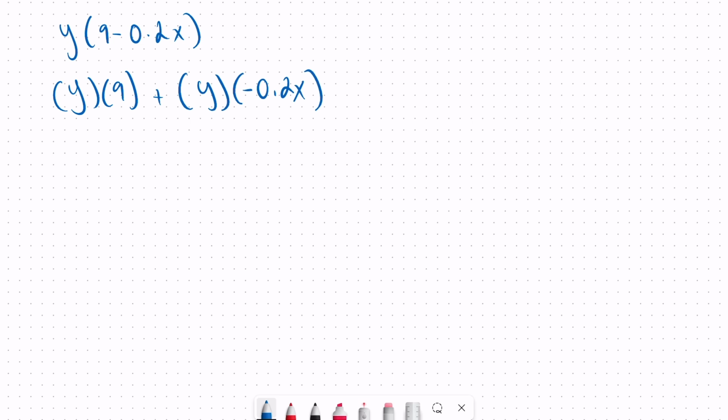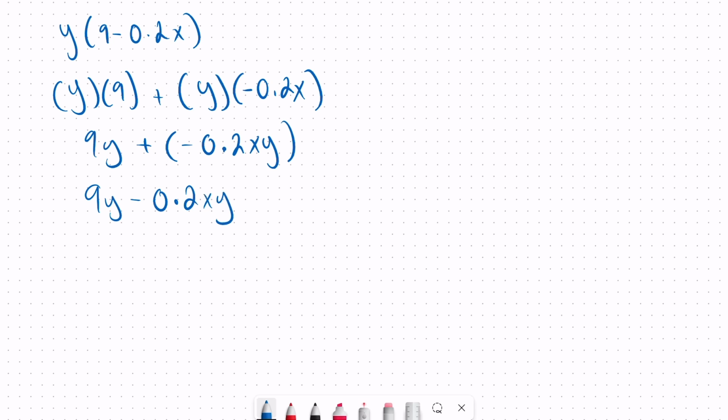And so that first term here with the y and a 9 will be just 9y plus, and when we multiply y to negative 0.2x, we just get negative 0.2xy. And again, we see the same positive negative that we saw in the first example here, and that's just going to turn into a negative. So we're going to have 9y minus 0.2xy, and that will be the answer for this one.